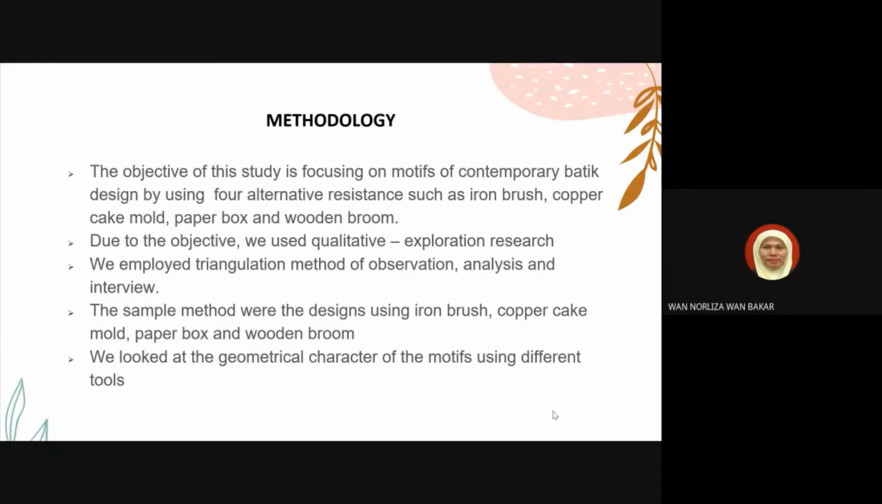Due to the objective, we use qualitative exploration research. We employed the triangulation method of observation, analysis, and interview. The samples were the designs using iron brush, copper cake mold, paper box, and wooden broom. We are going to look at the geometrical character of the motif using different tools.